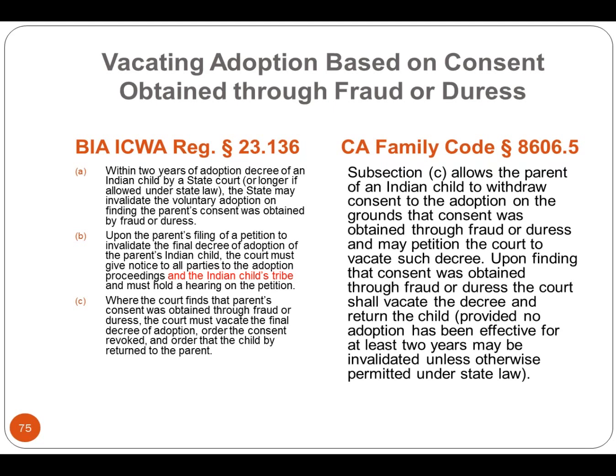provided that no adoption has been effective for at least 2 years, may be invalidated unless otherwise permitted under state law. So different language, but actually very similar provisions. The 2 years requirement, consent obtained through fraud or duress. So here we see the regulations kind of mimicking California law.